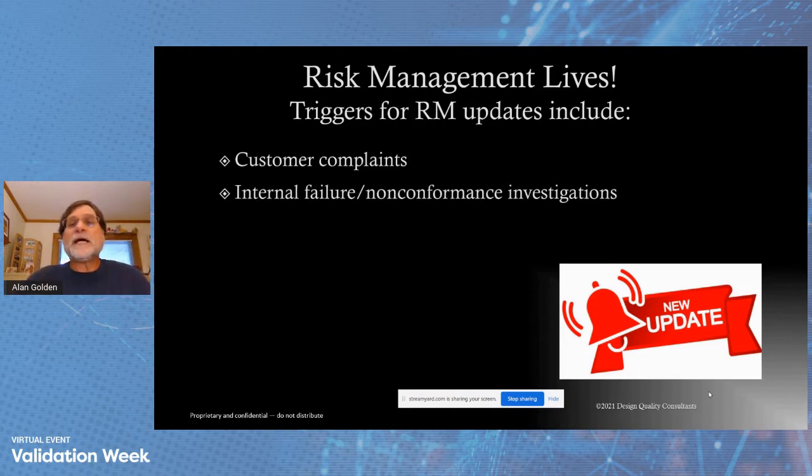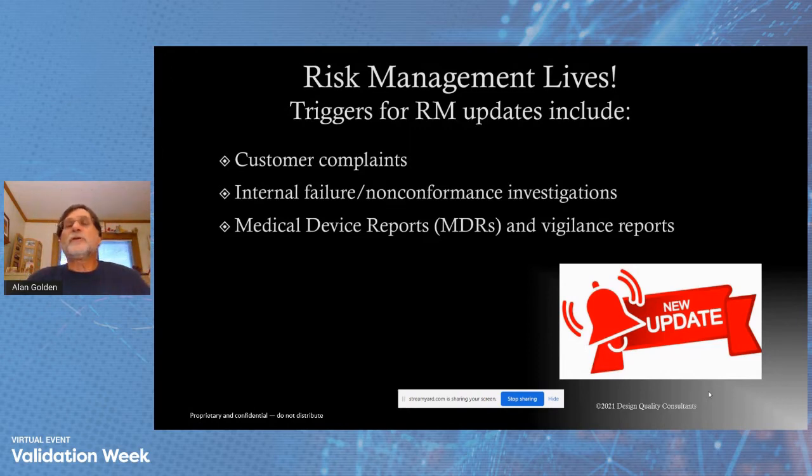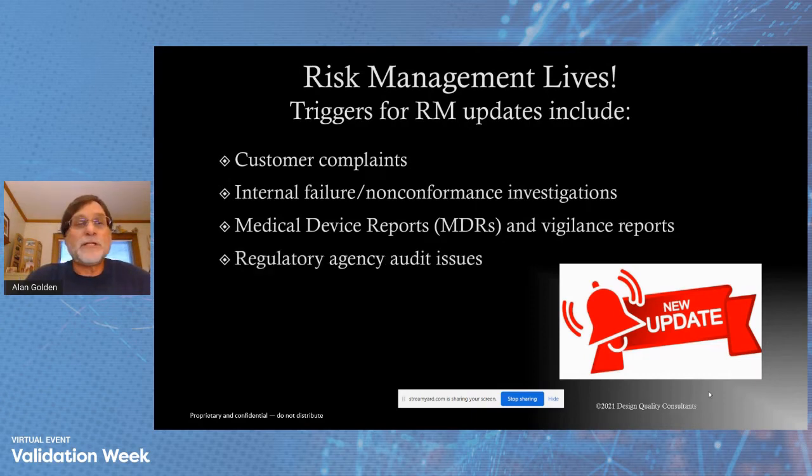Internal failures and non-conformance investigations. These things always trigger some form of risk management update. If you had an internal failure and you launched into a CAPA, you may need to look at your production risk. You need to look at your risk of getting good product out the door. Medical device reports, MDRs, and vigilance reports in the pharmaceutical industry. So again, if you are reporting hazardous situations in the field, if you are reporting harm, false positive, false negative results, those kinds of things for devices, pump failures for devices, or you've got drug interactions that you didn't anticipate, these things usually will trigger risk management updates.